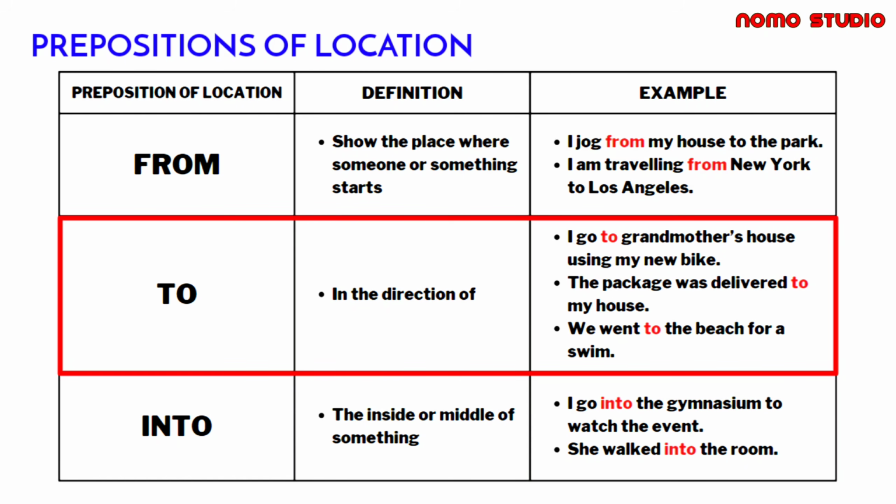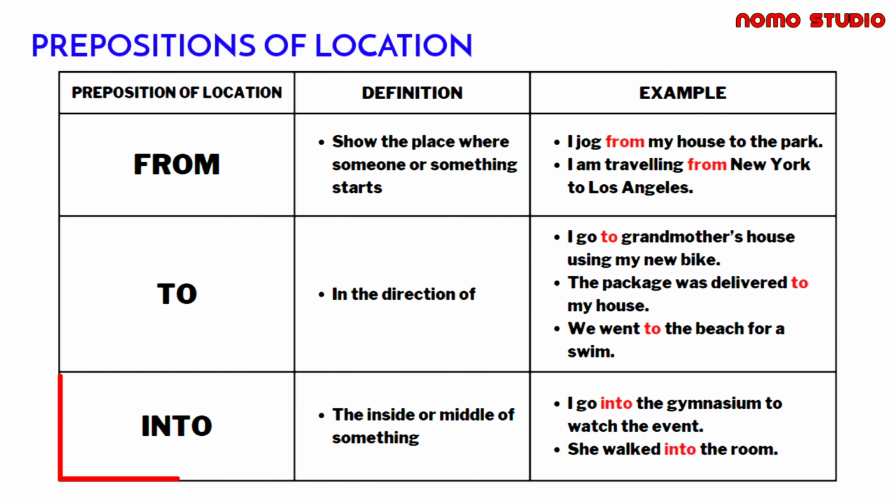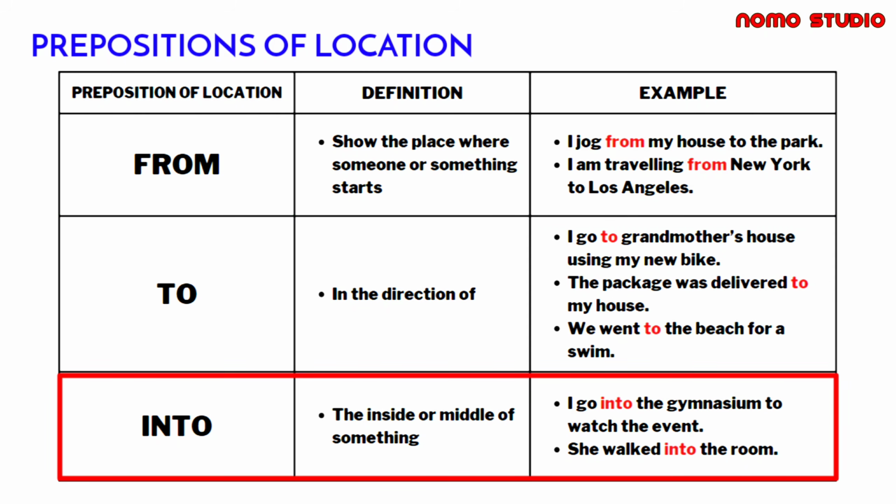So dito, ginamit yung to just to indicate the location or destination where the speaker and others went, which is the beach. And lastly, we have the preposition into. So that means we are referring the inside or the middle of something. So let's say for example, I go into the gymnasium to watch the event. Next example, she walks into the room. So in this example, the preposition into is used to show the movement of the person from outside of the room to the interior of the room.